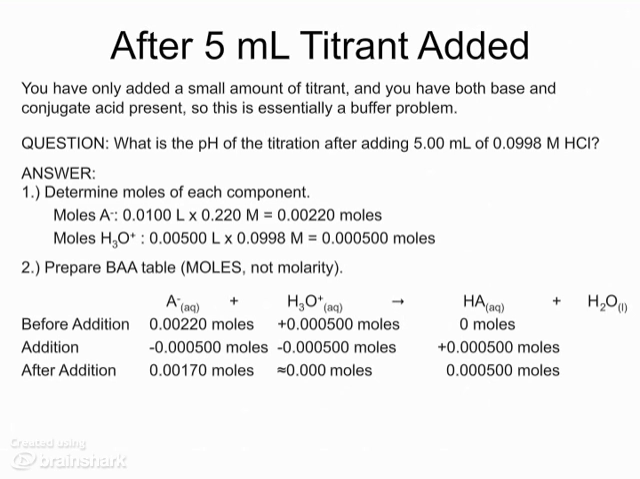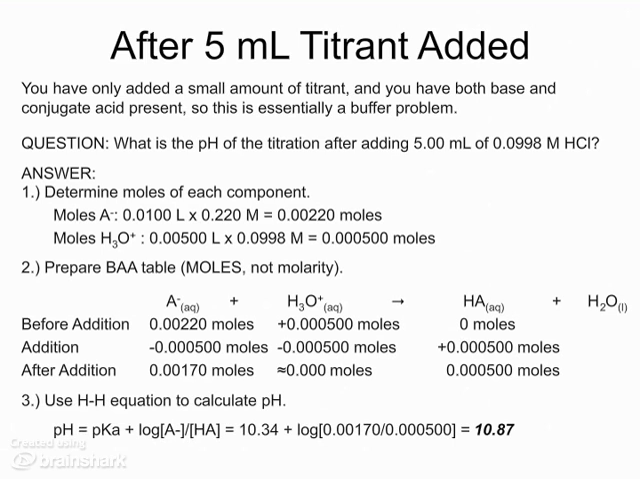Now we use our BAA table, which has moles, not molarity, and we put in all our values. We're going to subtract our quantity of H3O+ on the left and add it on the right. So after our addition, we have 0.0017 moles of A-, no H3O+ remaining, and 0.0005 moles of HA.